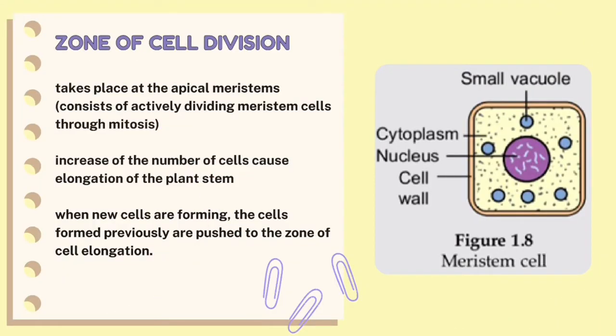Now, let's take a closer look at each of the zone of cell growth. First of all, we have the zone of cell division. The zone of cell division usually takes place at the apical meristems that consist of actively dividing meristem cells that undergo mitosis. This is to increase the number of cells and cause an elongation of the plant stem. When new cells are forming, the cells formed previously are pushed to the zone of cell elongation.